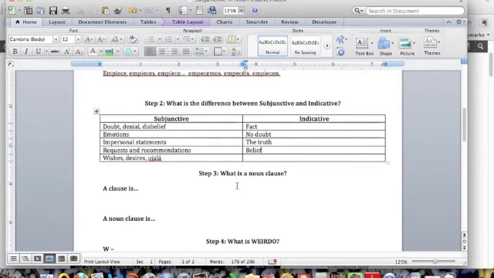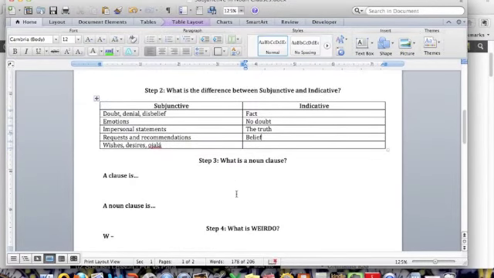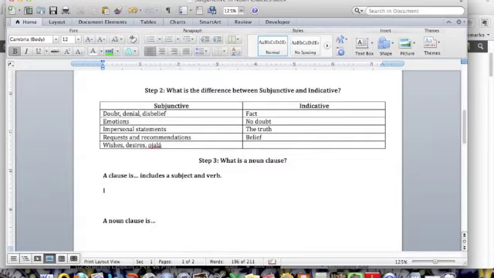So right now we're talking about noun clauses, but before we can talk about noun clauses, we should really talk about what a clause is. A clause is a part of a sentence that includes a subject and a verb. So what does that mean? Let's take an example. I am glad is a sentence with a single clause. A sentence with two clauses would be, I am glad that you are happy.